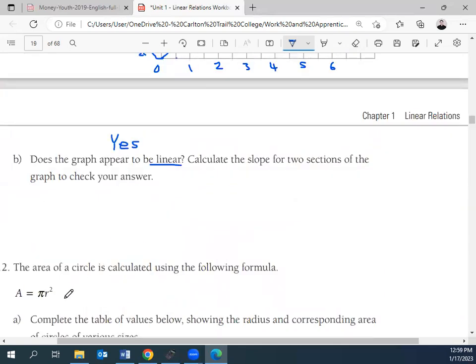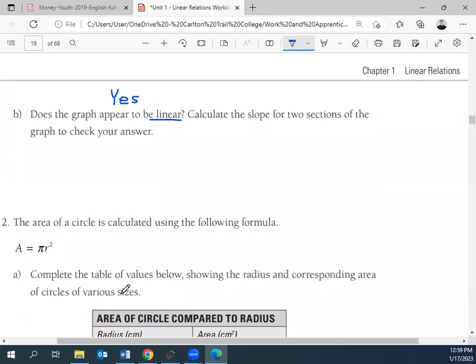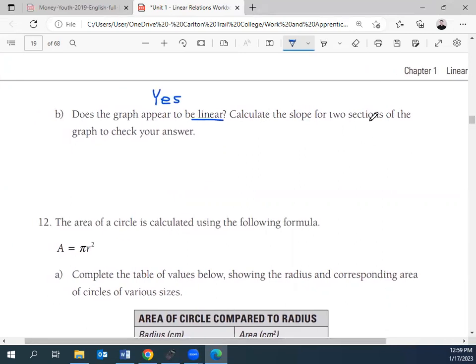If it's off by even a decimal, it doesn't have the same slope. It's a not linear graph. So let's give this a test out. How we can figure this out is we just calculate the slope for 2 sections of the graph.